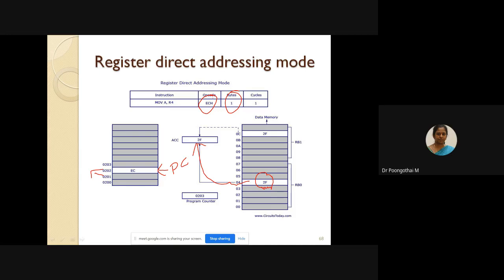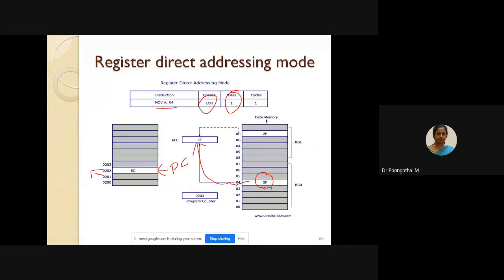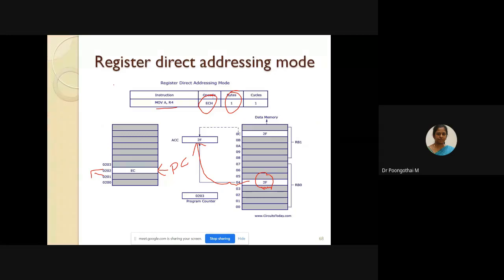Can you compare the difference between these two? Which one is the efficient instruction, MOV A, 04 or MOV A, R4? Which one is efficient while programming your 8051? Register direct addressing. What is the reason? Number of bytes and cycles involved. Yes, here we have to give an 8-bit address, so it takes 2 bytes of memory location. Here it takes 1 byte of memory location for complete execution.